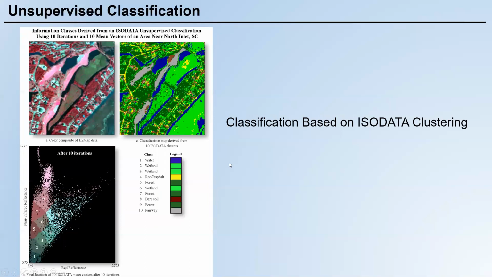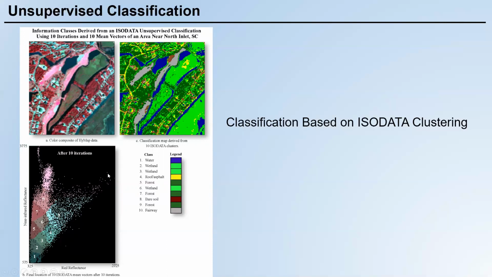Here let's connect this result with the actual picture. This is the actual remote sensing image for South Carolina, right? North Inlet, I think that's a small city or town in South Carolina. But yes, this is an image. And this is a scatter plot of ISODATA after 10 iterations.